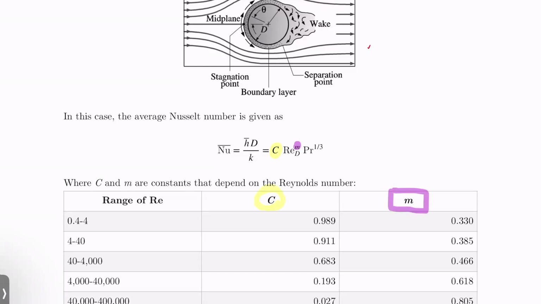Okay. So we're going to use the same process as we had before. We want to solve this thing for h bar. So we have k over D, C times the Reynolds number raised to the m times the Prandtl number to the 1/3. All right, but then we need to calculate our Reynolds number in order to figure out what C and m are. So we're not dividing this into turbulent and laminar. It's a little more nuanced for the case of the flow past the cylinder. And so we've broken down what these coefficients should be based on ranges of the Reynolds number instead.